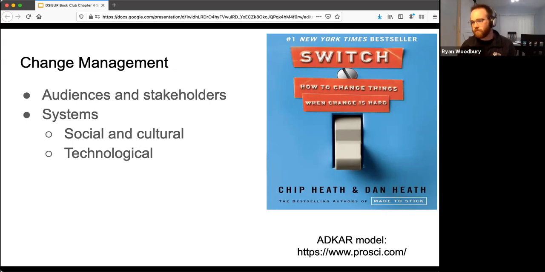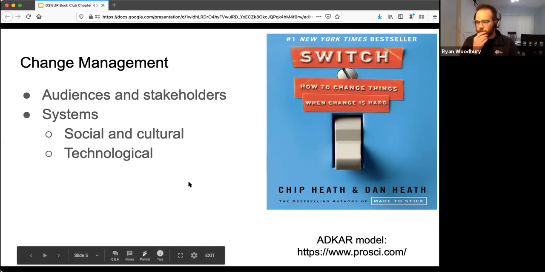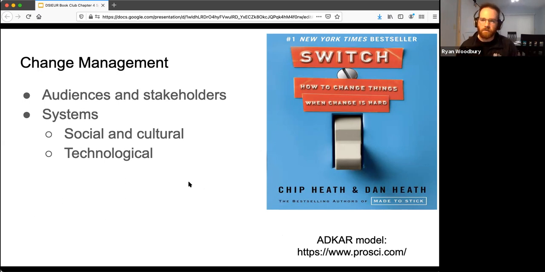And then dealing with, like I said, social or cultural or political systems, but also just the technology that we have to deal with and accessing the data. I added this book here called Switch. I don't know if you've read it. And then also this site here from ProSci, which talks about the ADKAR model of change management.